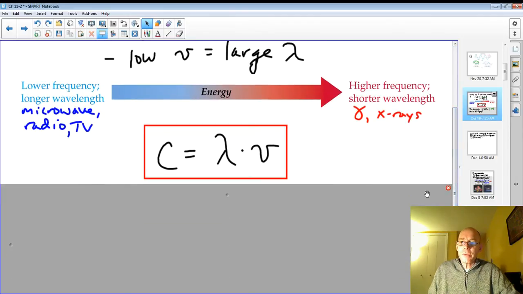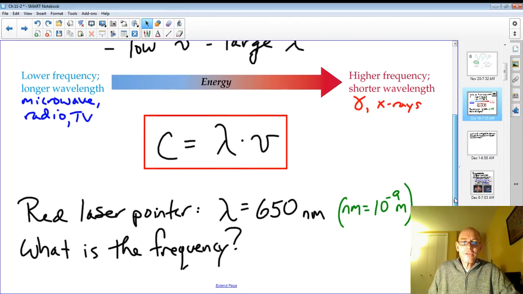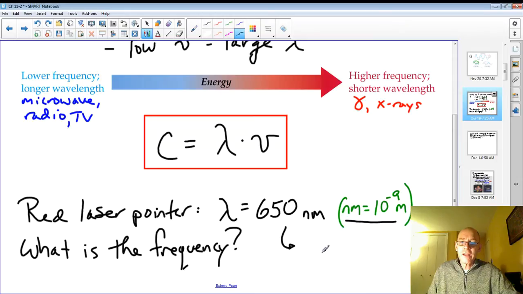So let's put this to work a little bit and do some math. So suppose I ask you, the red laser pointer I often use in class. On the back of any laser pointer, the FCC requires that you print the wavelength of the light. And the wavelength of light on my red laser pointer is 650 nanometers. Now remember that a nanometer is 10 to the negative 9th of a meter. That's shown right here, okay? So we can actually write this as 650 times 10 to the negative 9th meters, or in scientific notation, just make that 6.5 times 10 to the negative 7th meters.